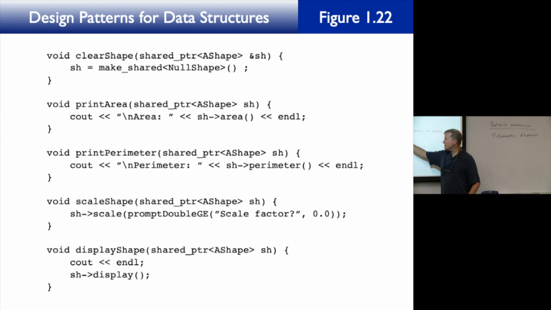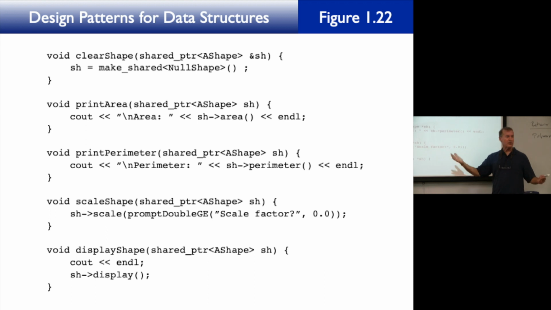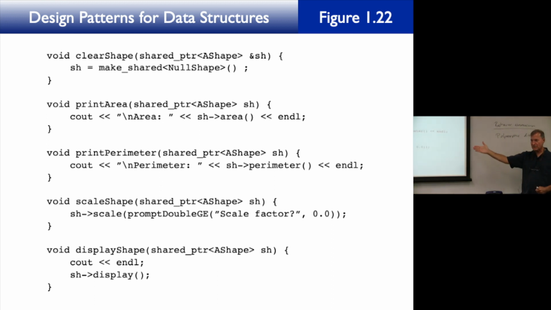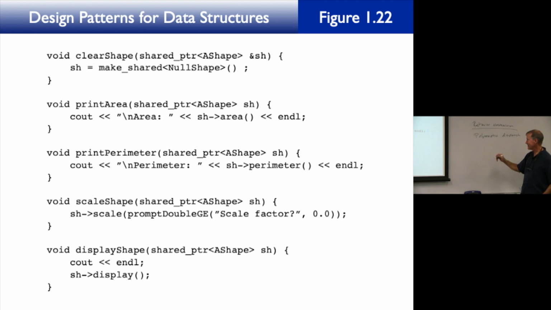But wait, what is the type of SH? Is this a line, or is it a rectangle, or is it a circle? It's a pointer, but a pointer to what? A circle, a line, a rectangle? What is the type of SH? It's abstract. Well, how do we know which one's going to get printed? Can you look at the program and tell which one's going to be printed here? It's based on what the user does. What is this? It's polymorphic dispatch.